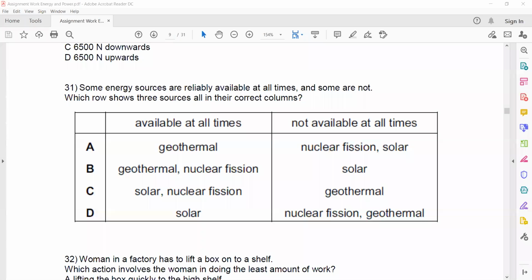So the energy which is not available all the time is solar, because in the daytime you can have solar, but at night you cannot. But nuclear fission and geothermal do not depend on the surrounding conditions. Anytime you can utilize that energy.